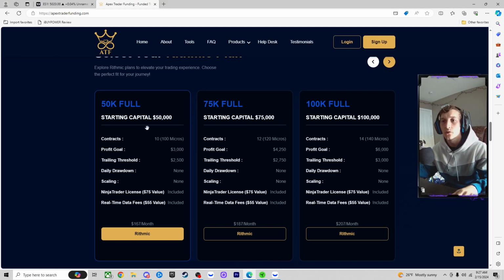But like I was saying, they're running a special right now for the 1-day passes, so I really encourage a lot of you guys to give this a shot, because you might be able to get funded essentially that quick. So daily drawdown, there is none. Scaling, there is none. Now I will say this threshold is also a daily threshold.